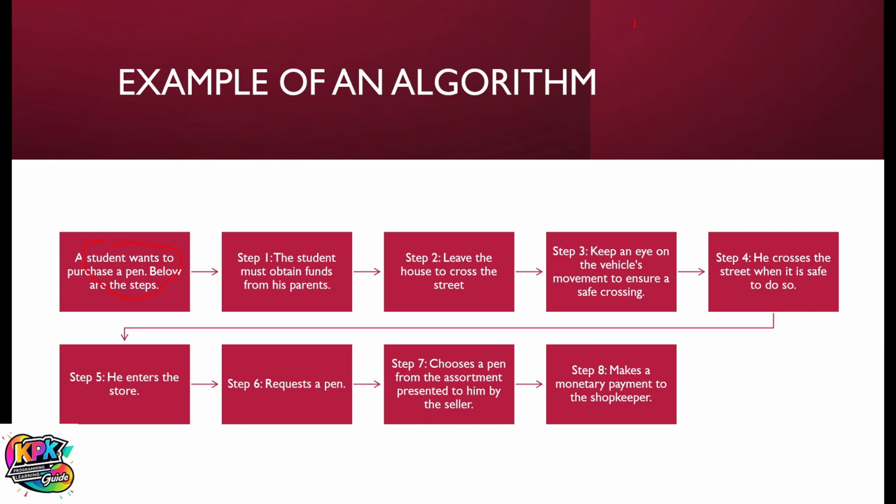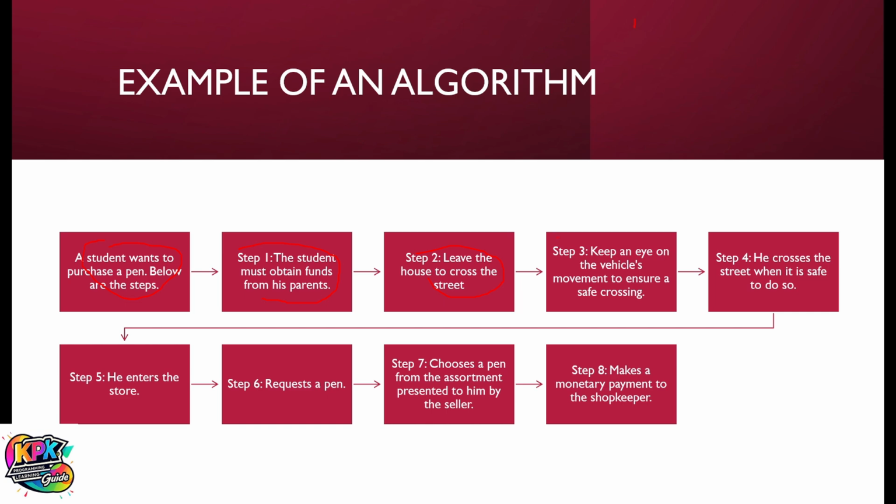So first, step one, we are saying that an algorithm is supposed to be finite, should have a start and an end. So step one, if we are considering the student not having funds, the student should obtain funds from their parents. Two, considering the student being in a house or a facility, the student should leave the house or the facility. Three, the student should keep an eye on vehicle movements to ensure safe crossing.